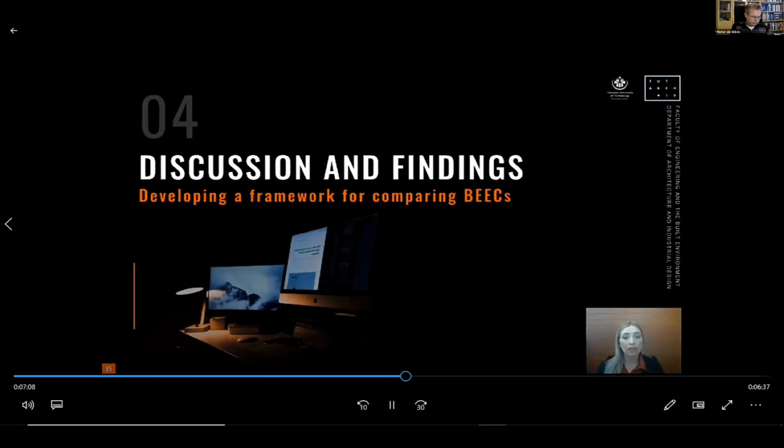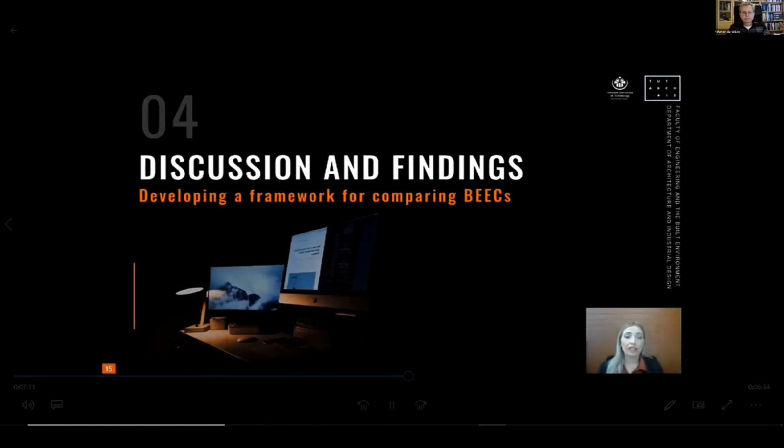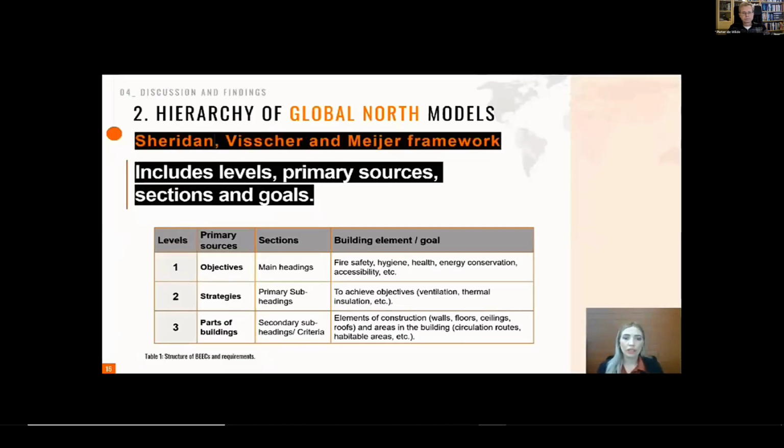The following part of the paper discusses the approaches to structuring building activities in both the Global North and the Global South. The first Global North model that we looked at is the Sheridan, Fisker and Mayer model, which is used to evaluate the built environment hierarchy, mostly used in Denmark, England, France, and other European countries. This framework is used to structure the comparative analysis of regulations and codes, consisting of 3 levels: the objectives, the strategies, and parts of the building, accompanied by the various sections and descriptions of the various building elements and goals.